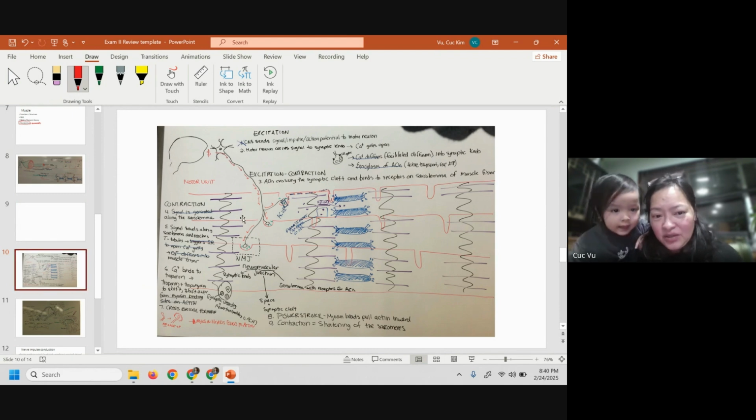So the metabolism. This busy picture right here, this is what I would have gone through with you in terms of the sliding filament theory. And the sliding filament theory does have distinct events: excitation, contraction, and then relaxation.